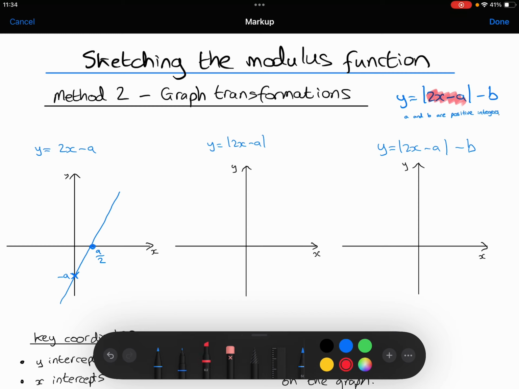I've drawn the most basic 2x minus a graph. I'm now going to apply the modulus function to that, which remember doesn't do anything where the graph is positive. My graph is positive here. So that part of my graph is going to be completely unaffected. That's going to stay exactly the same. So that's going to stay like that. But this part of the graph here, where it was negative before, the modulus is going to turn all of that positive by multiplying it by minus 1.